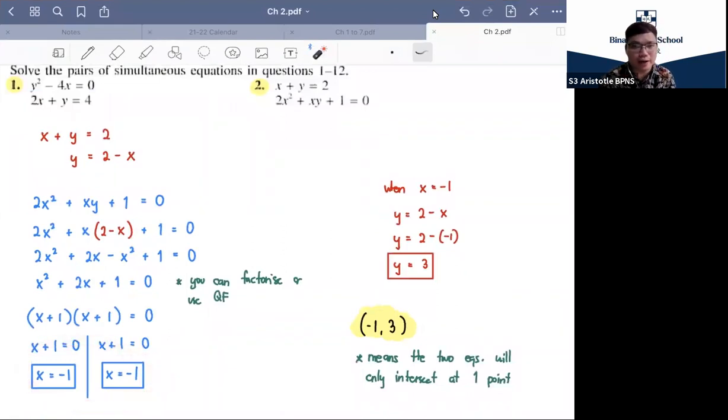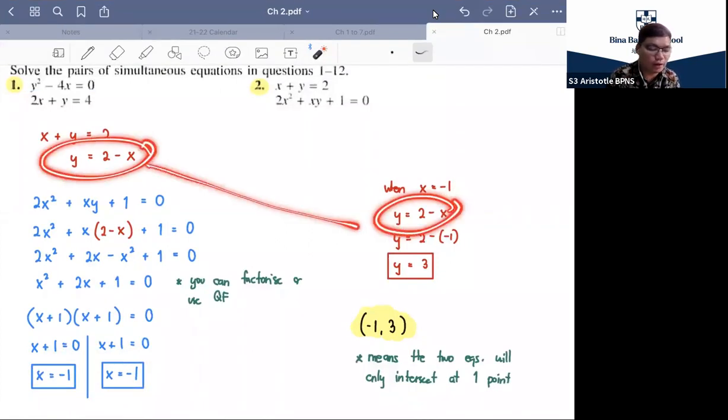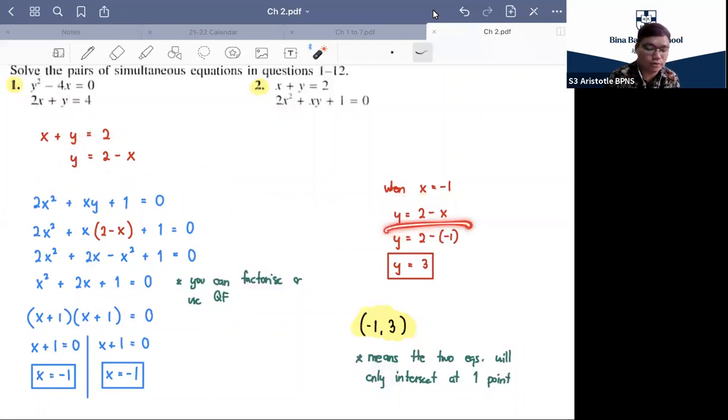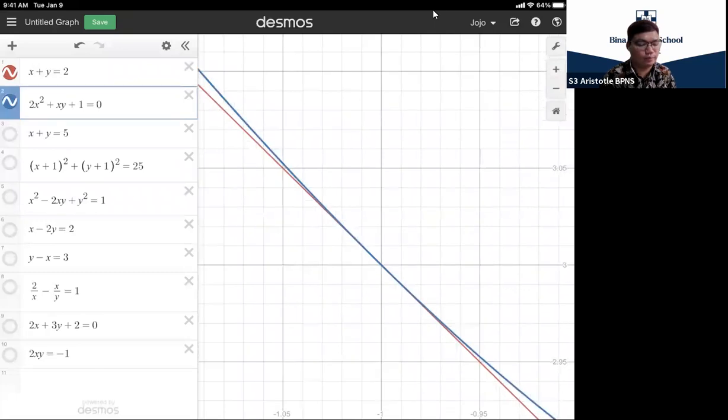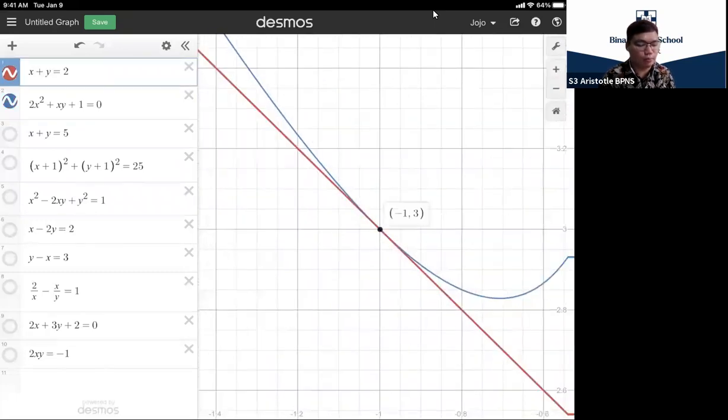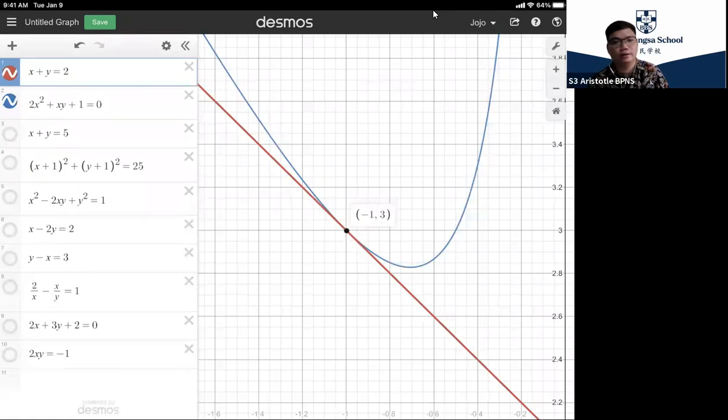So to find the y value, you don't have to do it twice because, again, they're just the same, right? Okay, so when x is equal to -1, y is equal to, it came from here again, 2 minus x. So therefore, y is equal to 3. So that means that their intersection point is -1, 3. Okay, that means the two equations will only intersect at 1 point. So that's what happened here. Okay, so if you zoom this closely, yeah, it's just at 1 point. Yes, it's possible. All right.